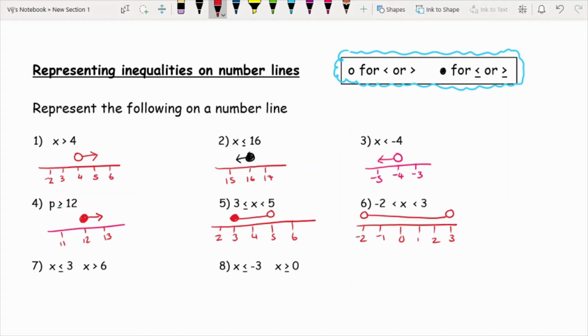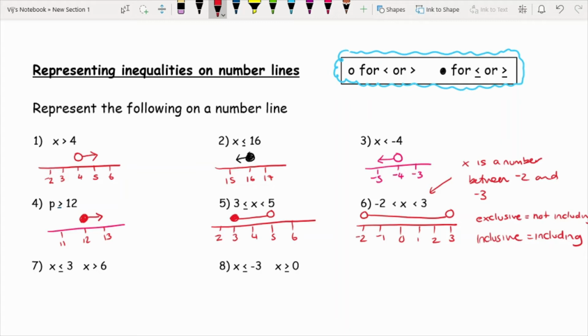Now in terms of reading what question 6 means, basically that means that x is a number between -2 and 3, exclusive of those numbers. So I don't want those numbers. So again, in terms of vocabulary, exclusive means not including, and inclusive means including. And it's just something for when you're reading out.